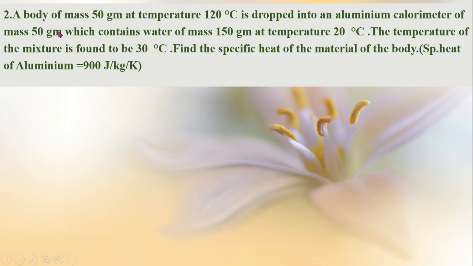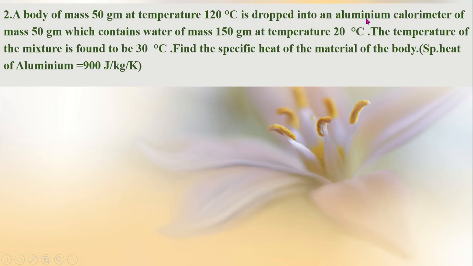Our next problem: a body of mass 50 gram at temperature 120 degrees Celsius is dropped into an aluminum calorimeter of mass 50 gram, which contains water of mass 150 gram at temperature 20 degrees Celsius. The temperature of the mixture is found to be 30 degrees Celsius. Find the specific heat of the material of the body. Here, specific heat of aluminium equal to 900 joule per kg per Kelvin, it is given.